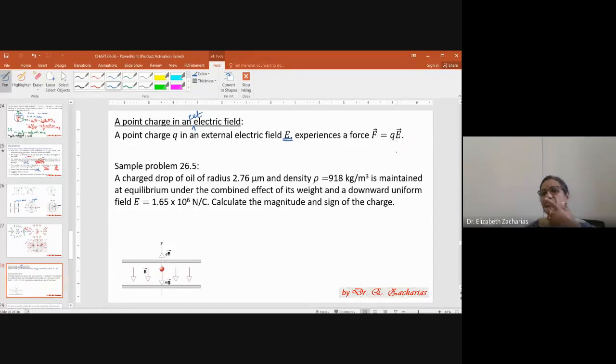Okay, so we can use this knowledge to work out a problem. Here you have 2 plates, parallel and carrying equal and opposite charges, and I have an oil drop of radius 2.76 micrometer. The density of the oil is 918 kilogram per meter cube. This oil drop is certainly going to have a mass. What will be the mass of the oil drop? How is mass related to volume and density?